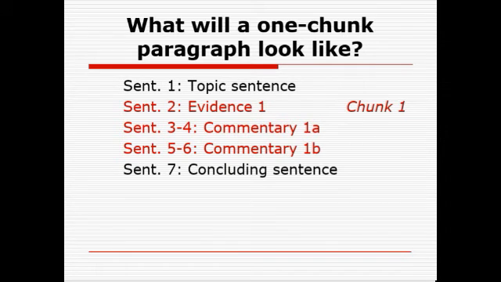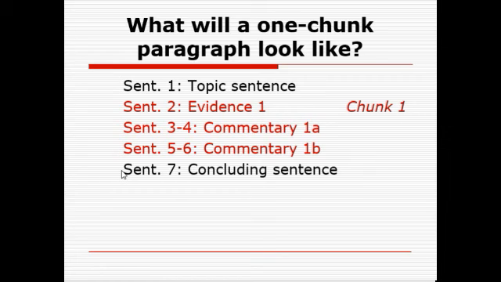Now, there are two different types of paragraphs. If you are a freshman, most likely you'll be writing at what we call a one-chunk paragraph. Now, a chunk is just another name for evidence or your concrete detail, that quote that you're going to use in your sentence. Now, what I've given you here is just an overview of what your structure will look like. Your sentence number 1 will have a topic sentence. Sentence number 2 will be your evidence. Sentences 3 through 4 will be that first commentary or explaining the quote. Sentences 5 through 6 will be the second commentary or showing how it ties back to your topic sentence. And sentence number 7 will be your concluding sentence.